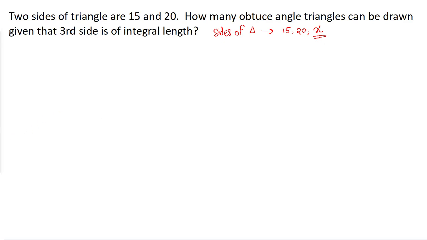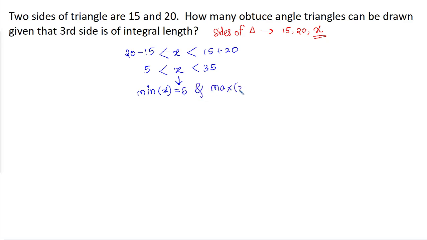Directly we can write that the value of x is going to be greater than the difference between the other two sides, and the value of x, that is the third side, is going to be less than the sum of the other two sides. So the value of x is going to be between 5 and 35. First let's write the minimum value. The minimum value x can take is how much? 6.